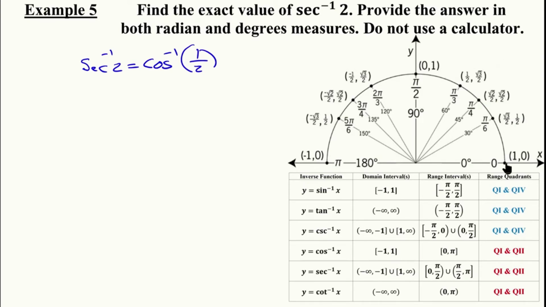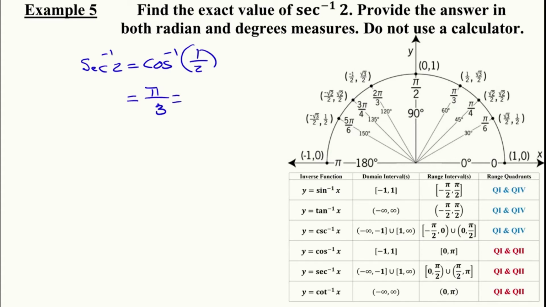Remember, the nice thing about the unit circle is that you really only need to know the values of one quadrant. The other ones you can get by just adjusting the signs. So there's not a whole lot you have to memorize. And of course, two of them are just 1, 0 and 0, 1 anyway. All right, so that's all there is to this one. So we want both radian and degree measures. So it's going to be pi over 3.